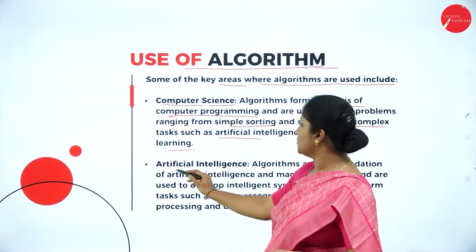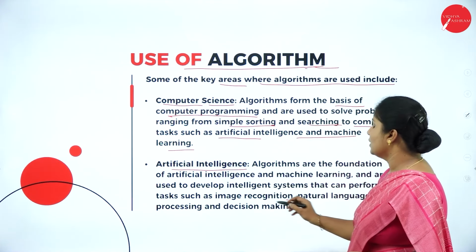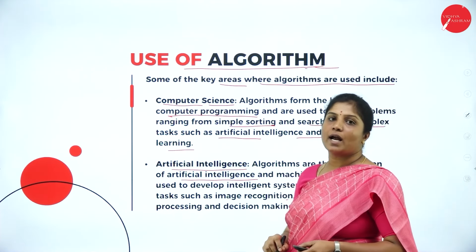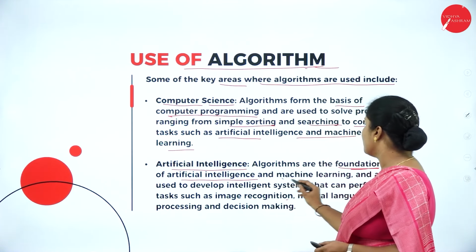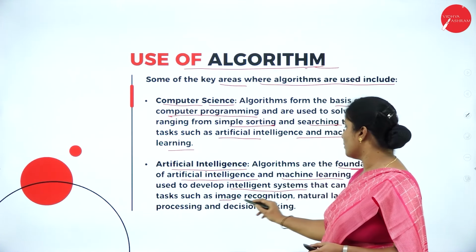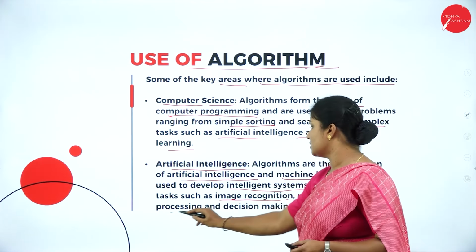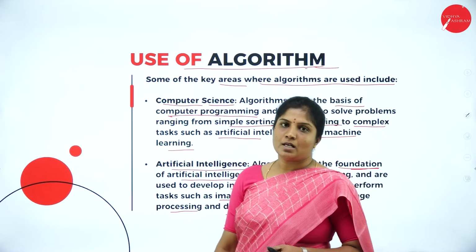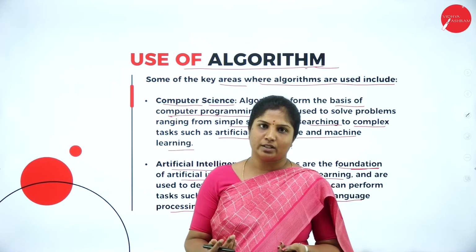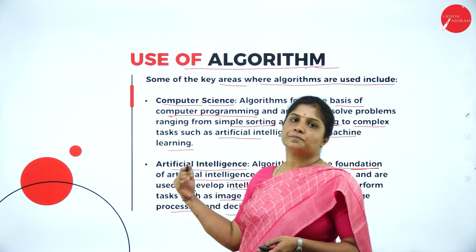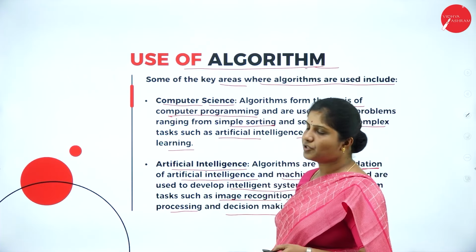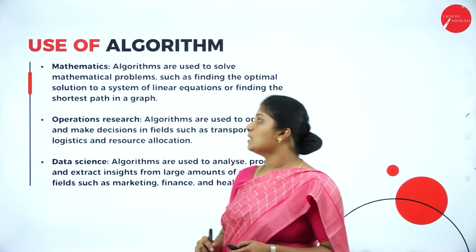Next is artificial intelligence. These are the foundation. Algorithms act as a foundation for artificial intelligence and machine learning. They are used to develop intelligent systems that can perform image recognition, natural language processing, and decision making. Like today we are using Siri, Alexa, and robots to serve food in hotels, etc. Before getting to the program, they write the algorithm. So in artificial intelligence also, the algorithm is used.